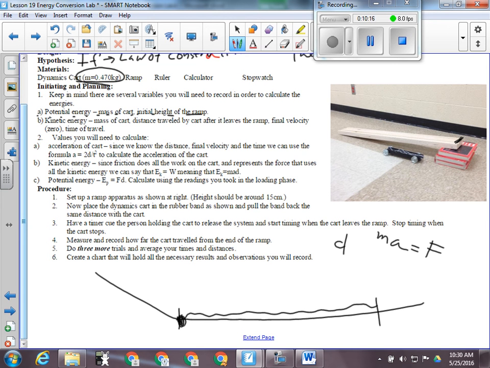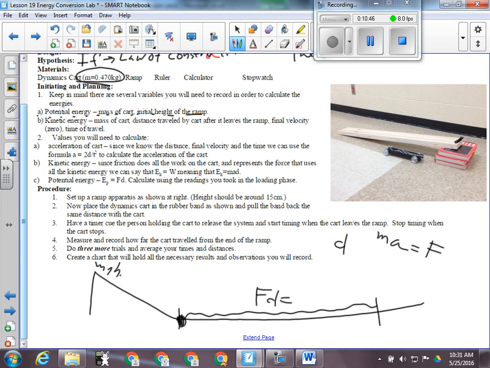Everyone follow there? So we're going to measure how far the cart travels and time how long it takes to stop. We'll do a few trials of that just to make sure we get a good average. Then we'll compare the force times distance here with the amount of energy it had up there. And then we'll know how efficiently the energy was converted as it traveled down the ramp. Questions on that part of it?